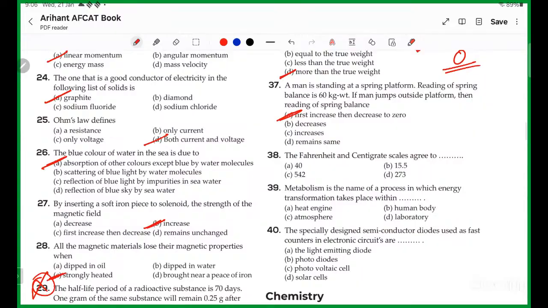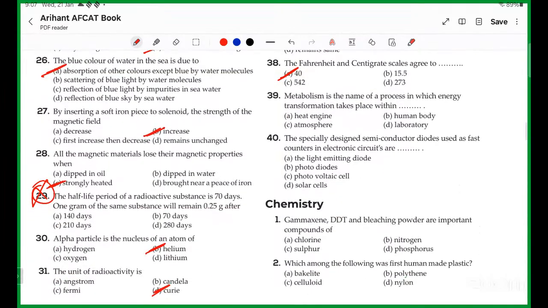The Fahrenheit and Celsius scales agree at, no, not 40, it is minus 40. Metabolism is the name of the process in which energy transformation takes place within the human body. The specifically designed semiconductor diodes used as fast conducting electronic circuits are light emitting diodes or solar cells. It is solar cells.